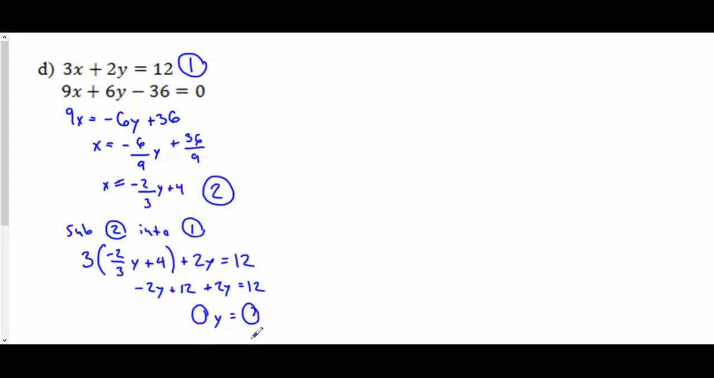Now, in the last question, we had 0y equals -8. And we reasoned that that meant there couldn't be any solution because no number times 0 is going to give me -8. So now think to yourself, what number times 0 could give me 0? And, well, I hope you know that any number times 0 is 0. So if I have something like this, 0y equals 0, that means I could put any value in here for y, and this equation would be satisfied. So what that means then is that I have an infinite amount of solutions.